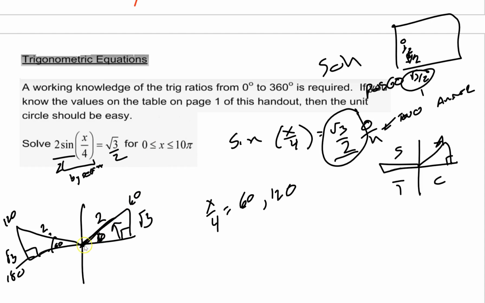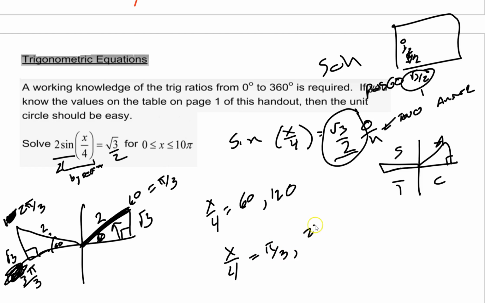So in radians it's memorization. 60 is the same thing as pi over 3. This would be pi over 3. So this is pi, common denominator is 3 over 3, and you're 1 short. You haven't got there yet. You're 1 away from that. So 2 pi over 3. So my answers are x over 4 equals pi over 3 and 2 pi over 3.